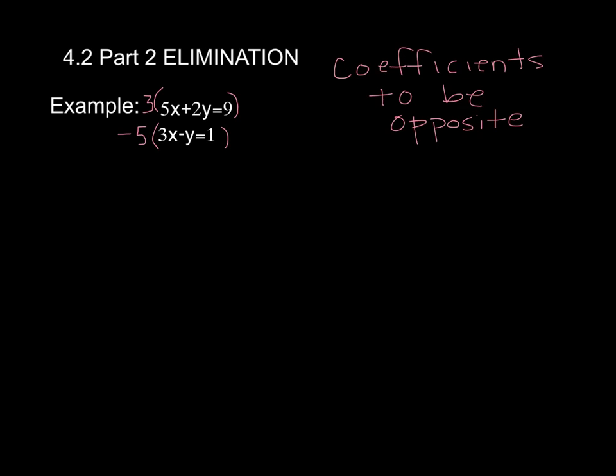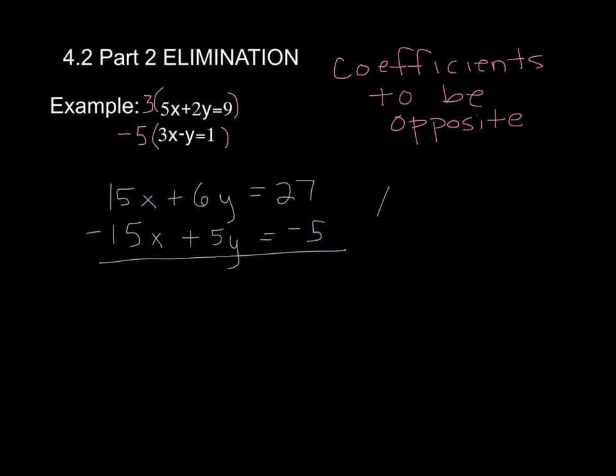So my two new equations are 15x plus 6y equals 27, and -15x plus 5y equals -5. Now I want to add these two equations together. So we've created this nice situation where these 15x's are going to add to 0. So we'll get 11y equals 22, and we'll continue to solve for y. So we get y equals 2.